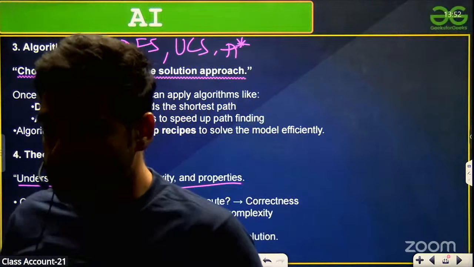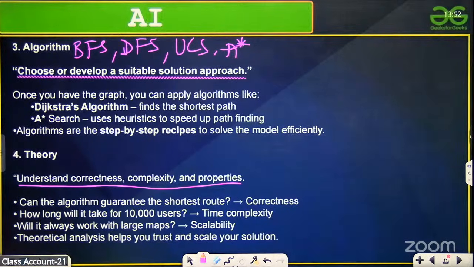So guys, I'll take a pause here. If you want, you can write it. Then let us move forward.